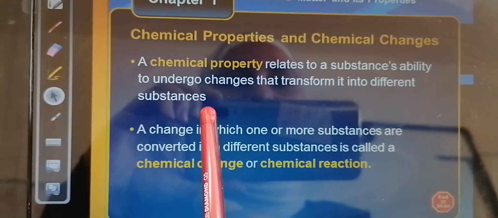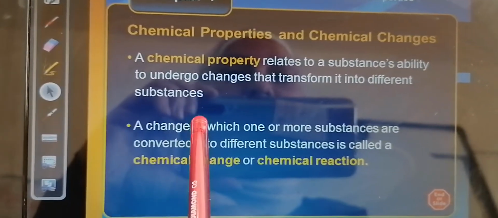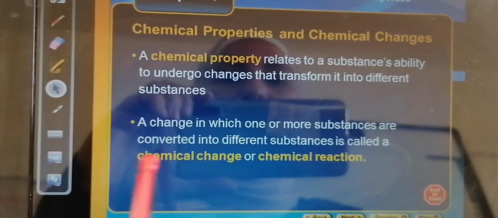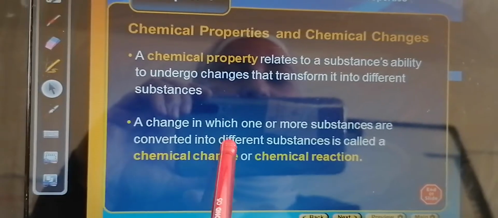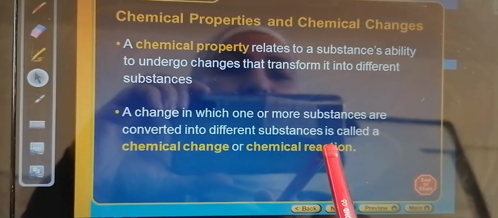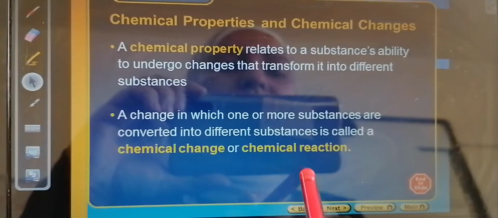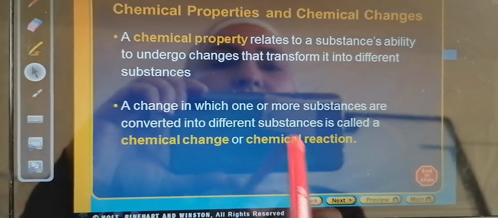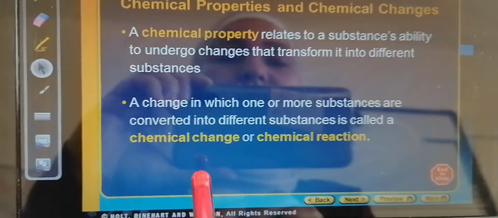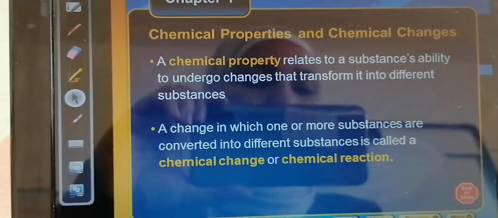So whenever we have a change where there's a rearrangement of atoms and a new substance appears, we call that chemical change. And that's why a change can be one in which one or more substances are converted into different substances. And that's called, as we said, chemical change or chemical reaction. So these are two definitions for the same process. So whenever a new substance appears, we call that chemical reaction or chemical change.